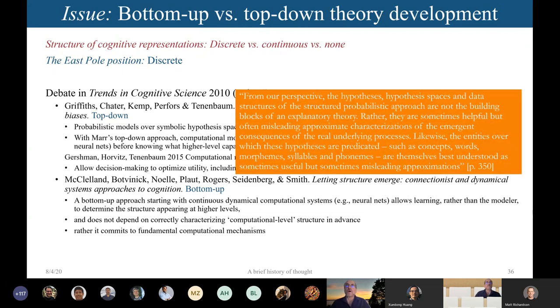They say, from our perspective, the hypothesis space and data structures of the structured probabilistic approach, defended by Griffiths et al., are not the building blocks of an explanatory theory. Rather, they are sometimes helpful, but often misleading, approximate characterizations of the emergent consequences of the real underlying processes. Likewise, the entities over which these hypotheses are predicated, such as concepts, words, morphemes, syllables, and phonemes, are themselves best understood as sometimes useful but sometimes misleading approximations.